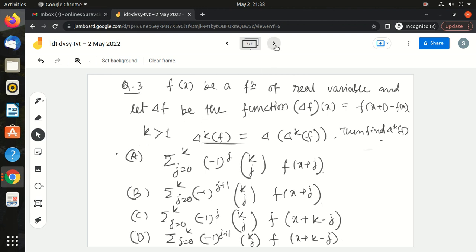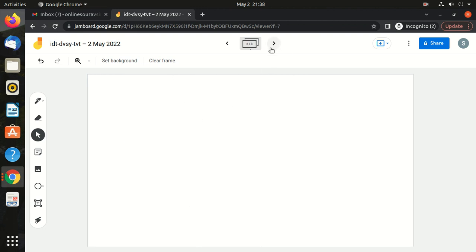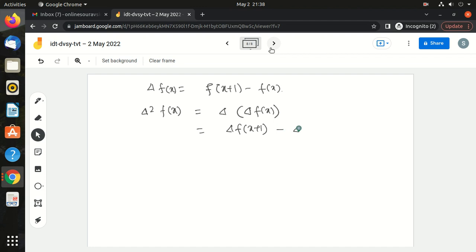So okay, let me solve this question. Your delta f is given to be f of x plus 1 minus f of x. So delta 2 f of x will be delta of delta f of x. So this is actually delta f of x plus 1 minus delta f of x.